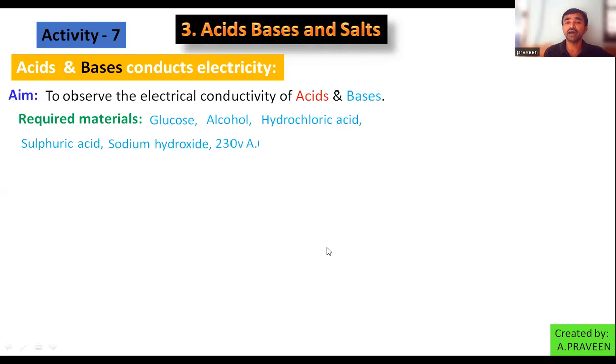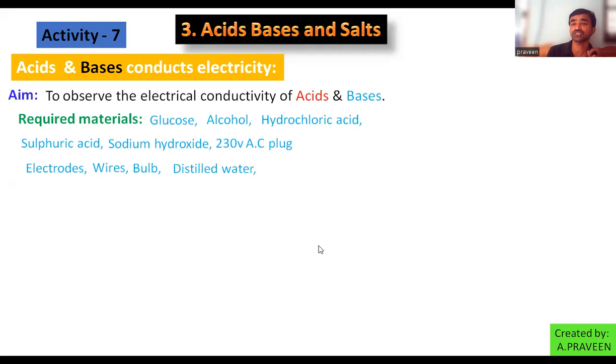Then I need a power supply to verify whether current is passing through them or not. A 230 volts AC plug, that means you just need to plug in the socket. Next, electrodes and connecting wires to make a circuit using liquids. These are the minimum required things. Then one more is required to verify that current is passing through the liquid, that is a bulb.